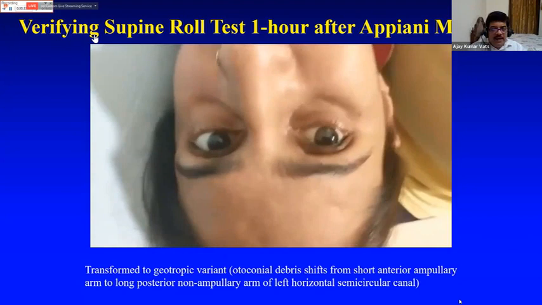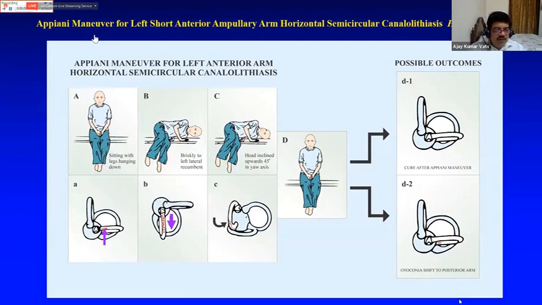This is the position of otoconial debris in the left anterior arm of the horizontal semicircular canal. As the patient is taken to the ipsilateral lateral recumbent position, the canal becomes vertical and the debris, which is in red, moves towards the utricular exit. And as the head is yawed 45 degrees upward, there could be two things. Either it enters the utricle, clearing the canal, or more often than not, it goes to the posterior arm of the horizontal semicircular canal from the anterior arm.